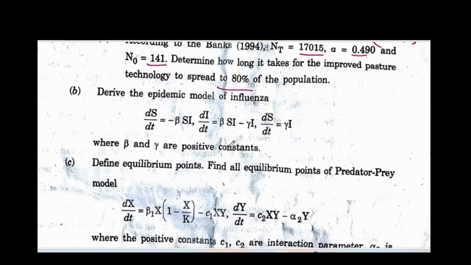Next was derive the epidemic model of influenza. So whenever a derivation comes in the exam, please start with the compartmental diagram and then your assumptions, etc. And once you do that and you introduce the suitable notations, you write your balanced law in words and then you translate that balanced law into your differential equation model. So this was the model which was to be derived.